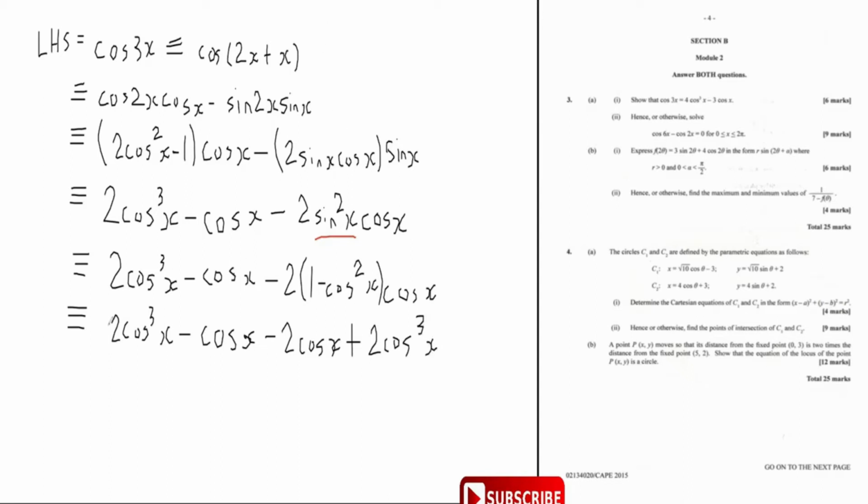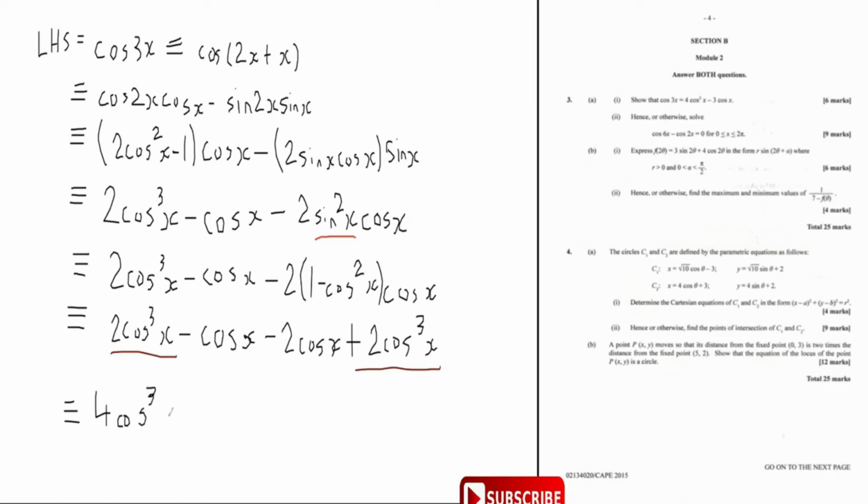And so now we have 2 cos cube x plus 2 cos cube x. When we add those two together, we get 4 cos cube x.